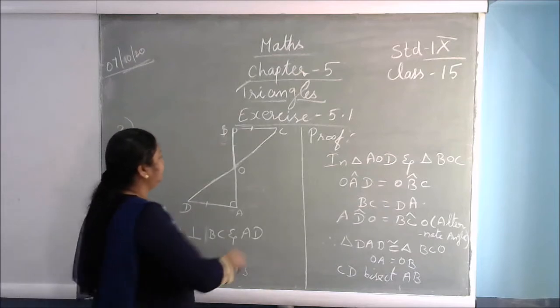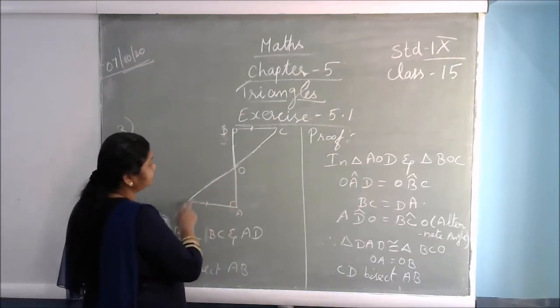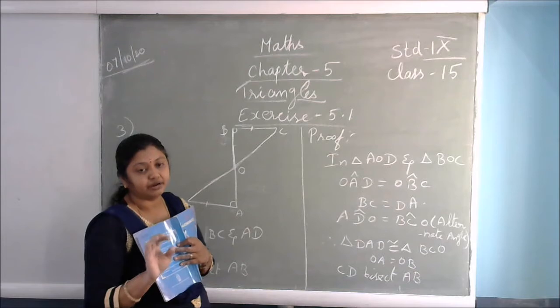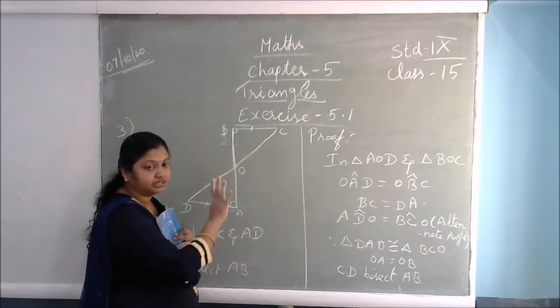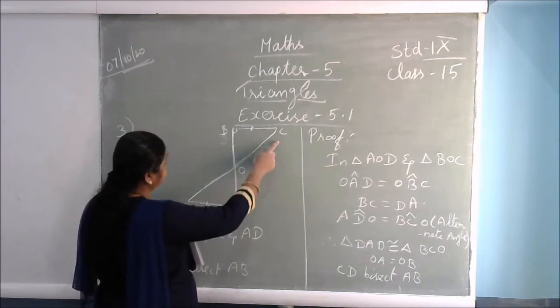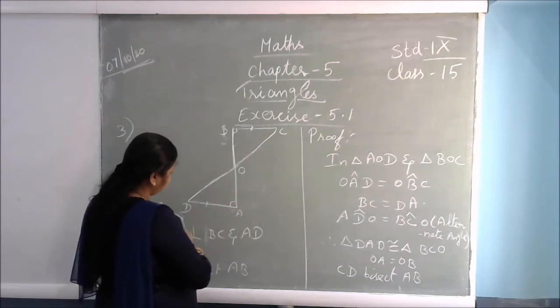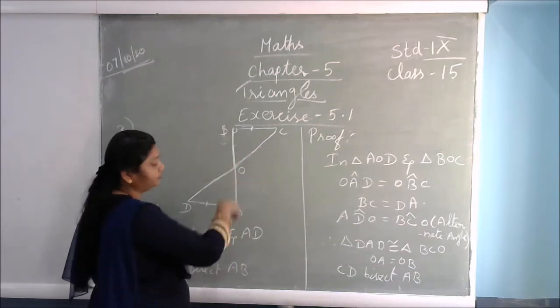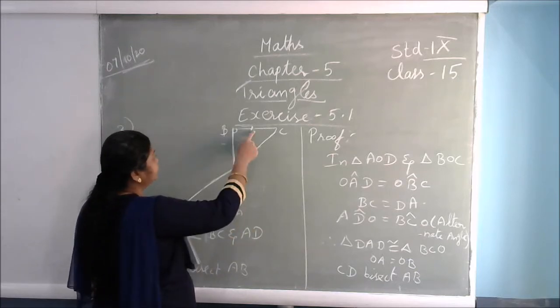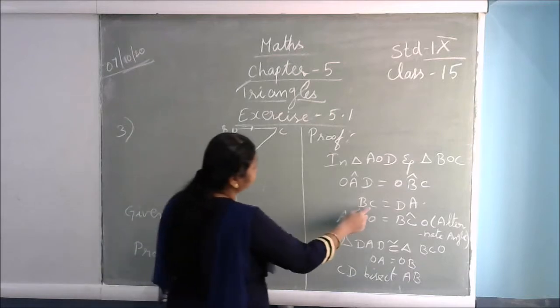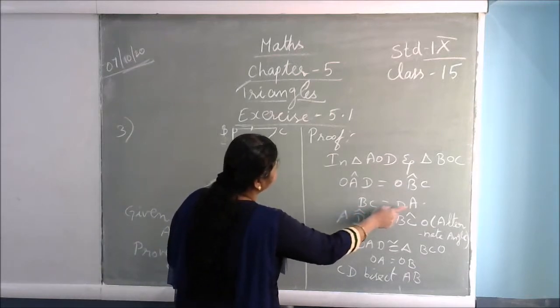Okay, so take this triangle. First, in this triangle, what should you prove? You have to prove this triangle and this triangle are congruent. If you prove this, automatically CD bisects AB. First, this side and this side are equal. So that's why DC is equal to DA.